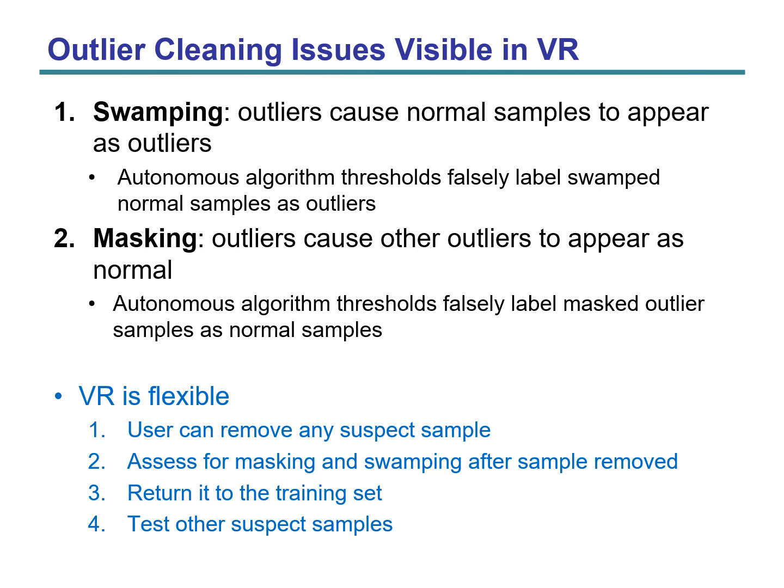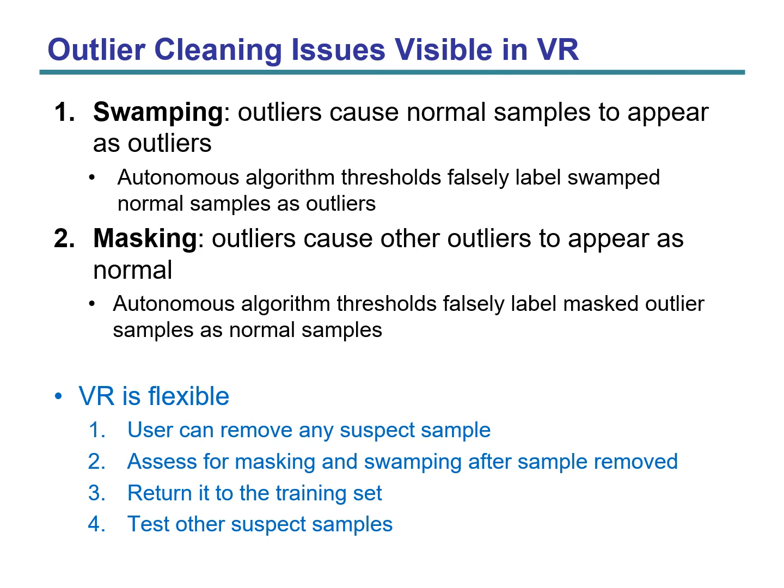Outlier cleaning issues that are visible in virtual reality, where we can actually see when this is occurring, which is another advantage of virtual reality, are swamping and masking. Swamping is when outliers cause normal samples to appear as outliers. The problem with autonomous algorithms is that, because of their thresholds, they can falsely label a swamped sample as an outlier. Masking is when outliers cause other outliers to appear as normal. Again, because of these thresholds, autonomous algorithms can falsely label the masked outlier sample as a normal sample.